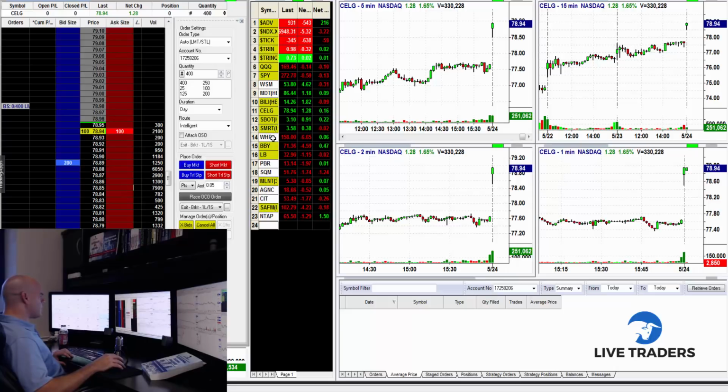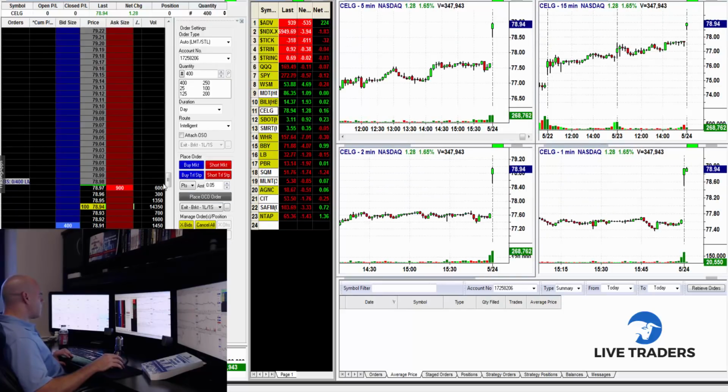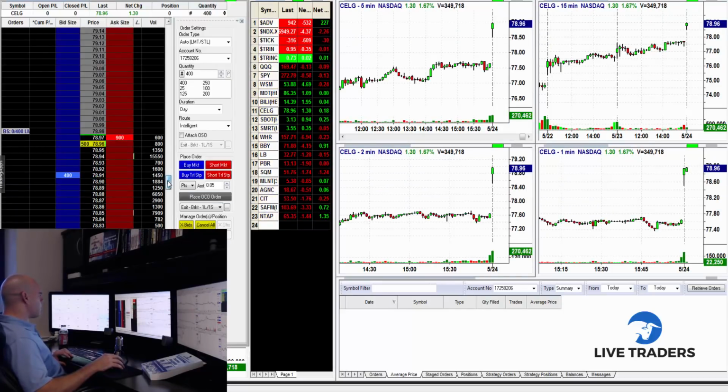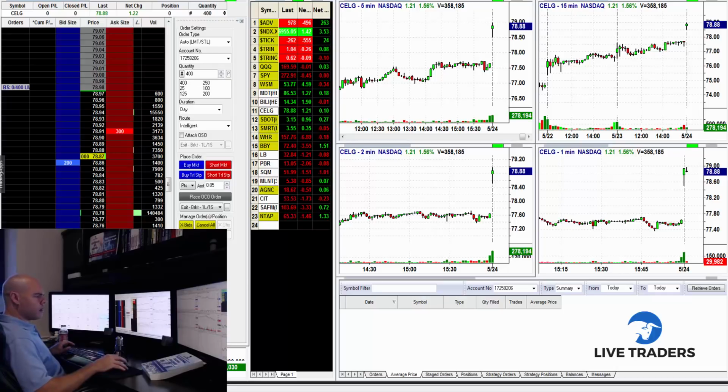Guys, WHR is interesting. It's going lower right here. It's really, really thin, guys. So let's see what happens with CELG here. It's probably going to trigger here soon. We'll see what happens. Okay. Watch BILI over 14.50. And guys, what about PBR under 13?